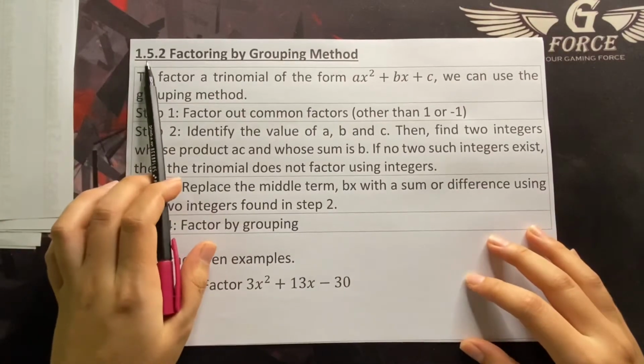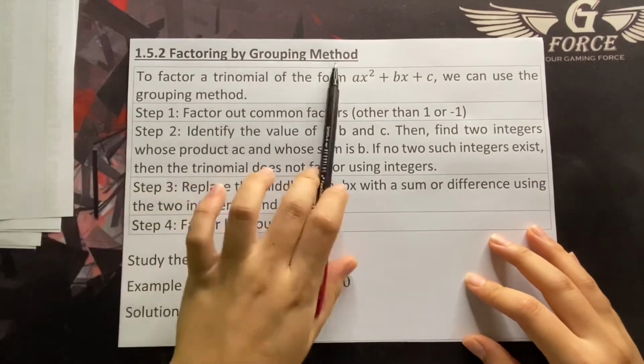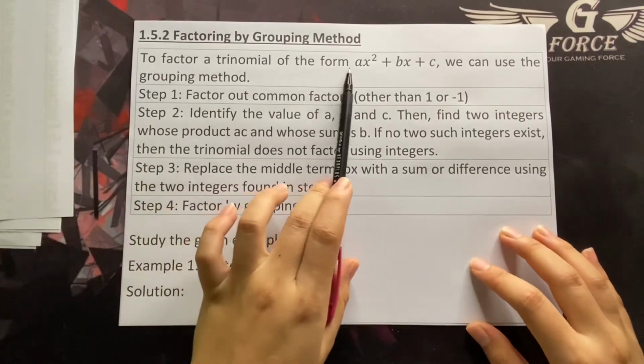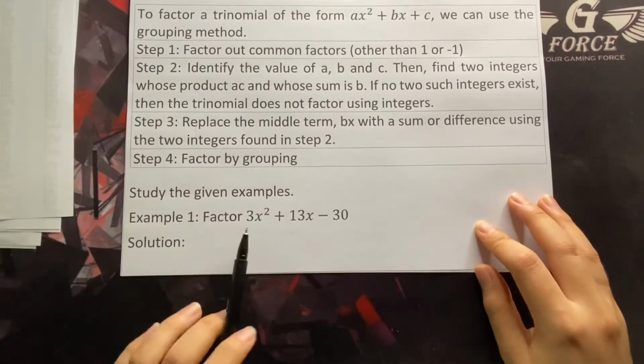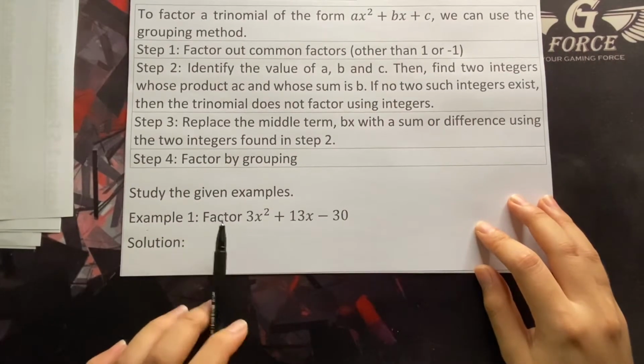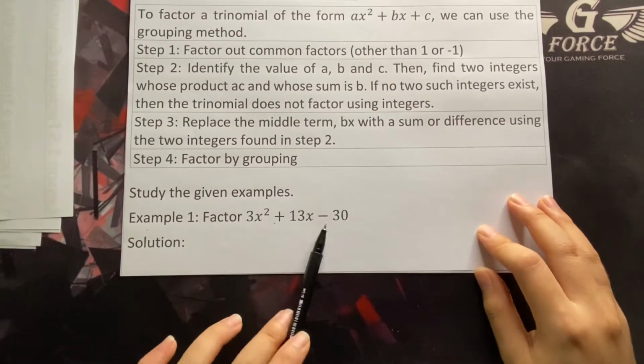Now let's have 1.5.2, factoring by grouping method. To factor a trinomial of the form ax squared plus bx plus c, we can use the grouping method. Study the given examples. Example number 1, factor 3x squared plus 13x minus 30.